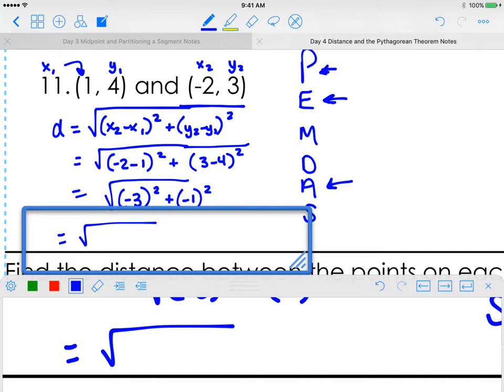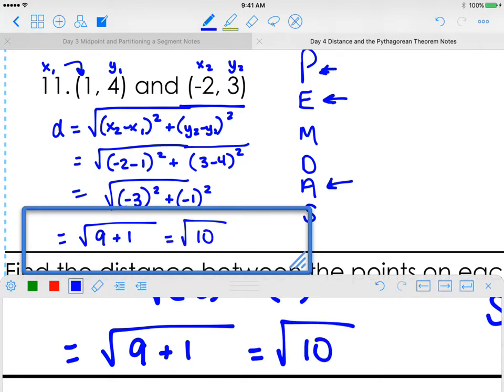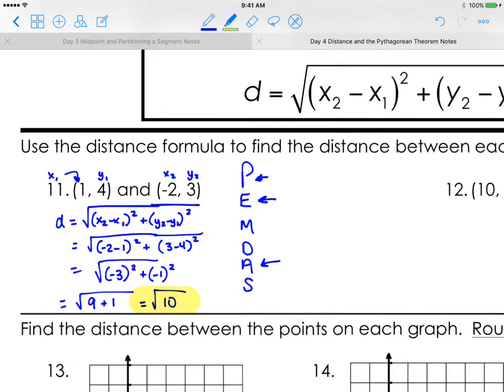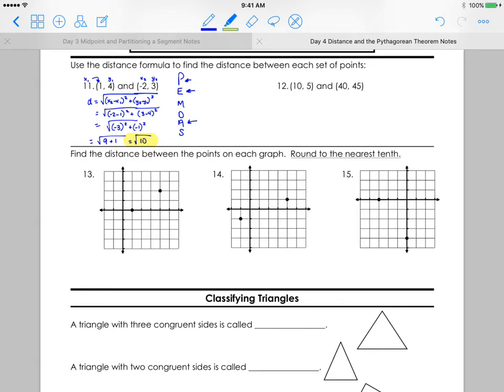Okay, so negative 3 squared is 9, and negative 1 squared is 1. 9 plus 1 is 10, and there's nothing else I can do. I'm going to leave it right there. Okay, the distance between 1, 4 and negative 2, 3 is the square root of 10. Okay. Let's do one more, and then I'll set you free.